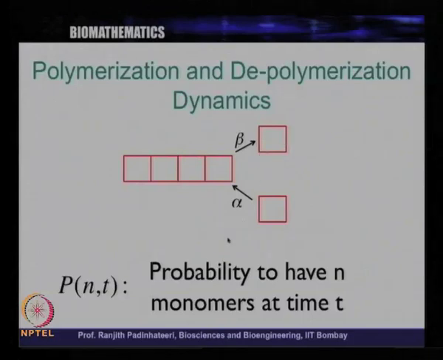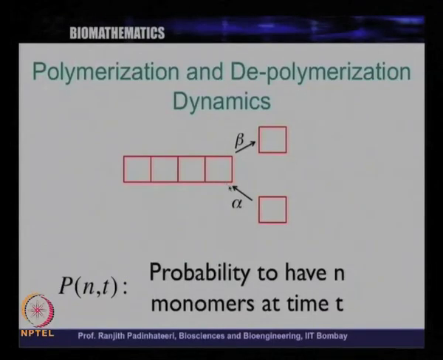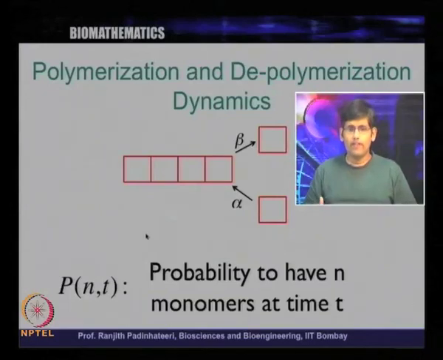And let us define something called P of n, t, where P of n, t is the probability to have n monomers on the filament. So, you can have 1, 2, 3, 4 here. So, this 4 can increase to 5 or it can decrease to 3. So, P of n, t is the probability to have 4 monomers at any time t. What is this probability? That is what is defined by this P of n, t. So, how do we define this probability?